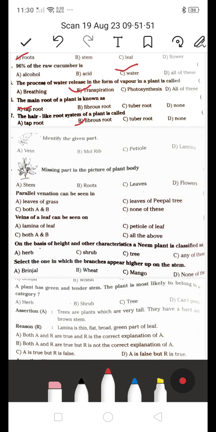Next one, identify the given part. They are asking to identify what this part is. A leaf has veins, midrib, petiole and lamina. So this is veins present in the leaf. Missing part in the picture of the plant: is it the plant body, stem, roots, leaves or flowers? Here roots are missing, so the answer is B, roots.